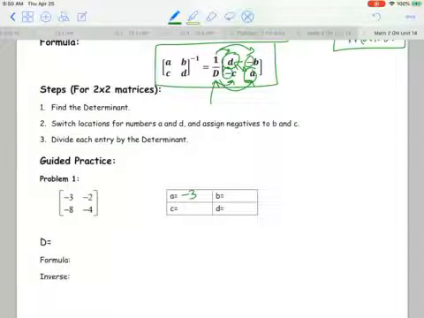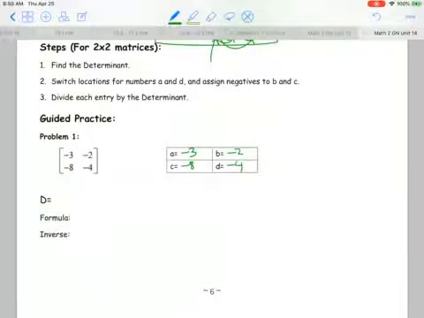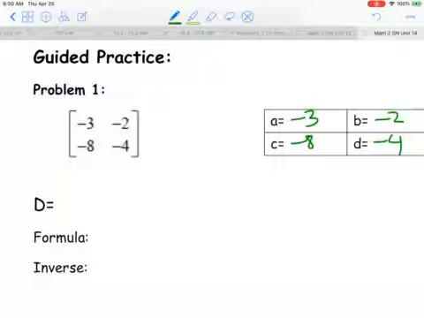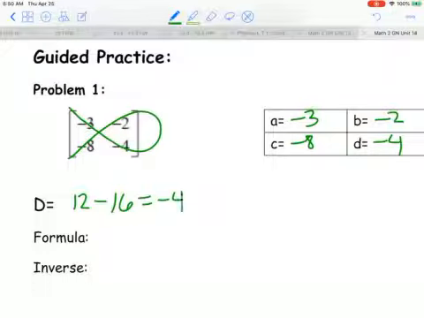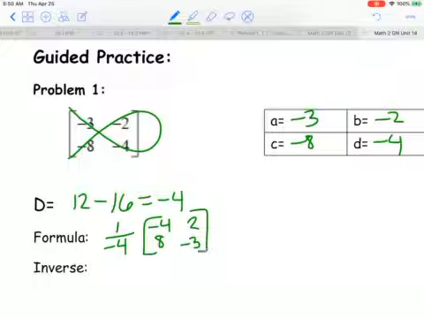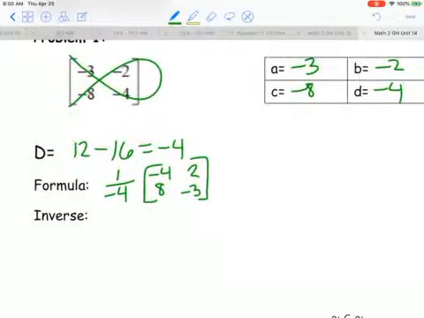So for this one, we've got -3, -2, -8, -4. So our D here, do the fish on the original. So we get 12 minus 16, which is -4. Our formula is 1 over D, and then we switch their spots, and these just gain a negative, and all you got to do is take this -4 and divide it to all these.